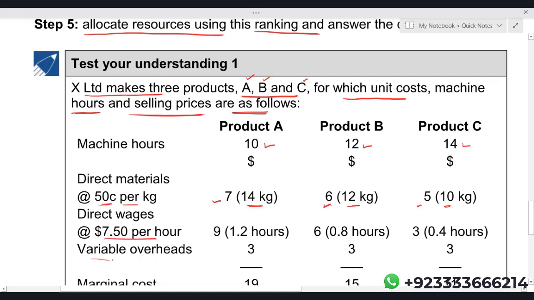7.5 per hour variable overheads. So we have direct wages at the rate of 7.5 per hour. Product A, 1 unit of product A needs 1.2 hours of labor. 1.2 multiplied by 7.5 gives us 9. 0.8 multiplied by 7.5 gives us 6. 0.4 multiplied by 7.5 gives us 3. Then we have variable overheads.